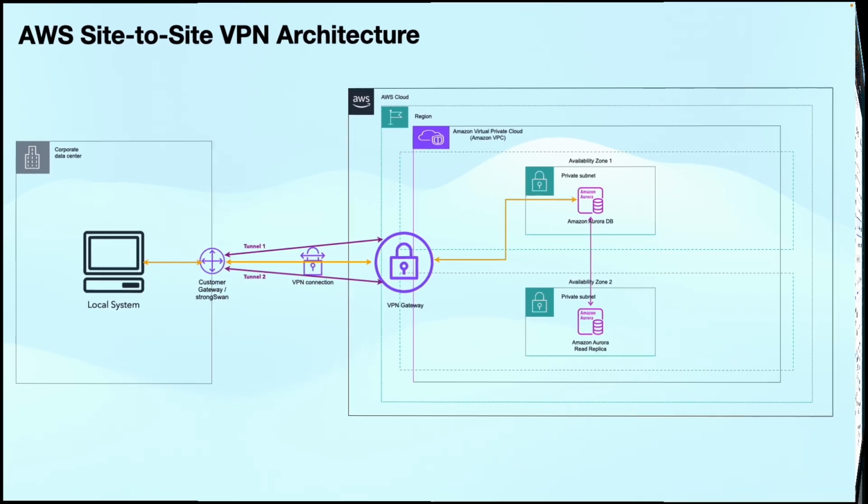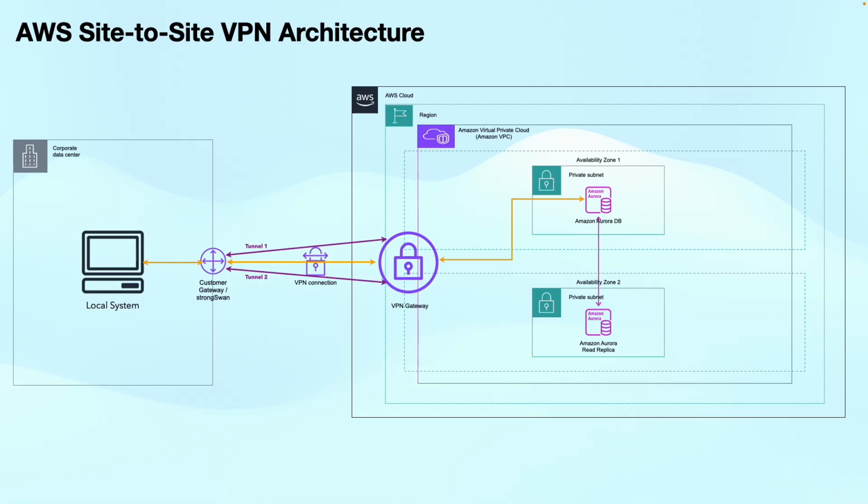In this video, I showed you how to create AWS site-to-site VPN and access AWS VPC resources from an on-prem data center. So this is the architecture that we have implemented in this video. I hope you have learned something out of this video.